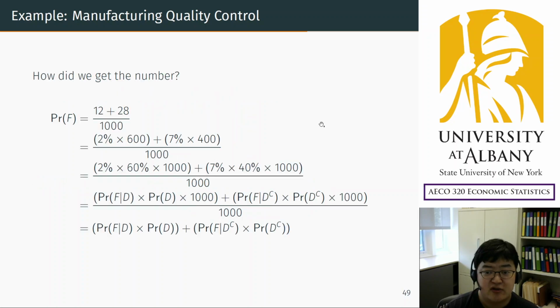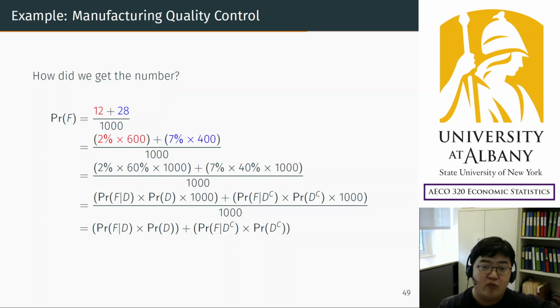So think about this. At the end we calculate the probability of defective batteries. It was 12 plus 28 divided by 1000, right? That's how we calculate it. Now we are going to go back to see how 12 is obtained. It is calculated from 2% of 600 domestic batteries. And 28 came from 7% of 400 imported batteries.